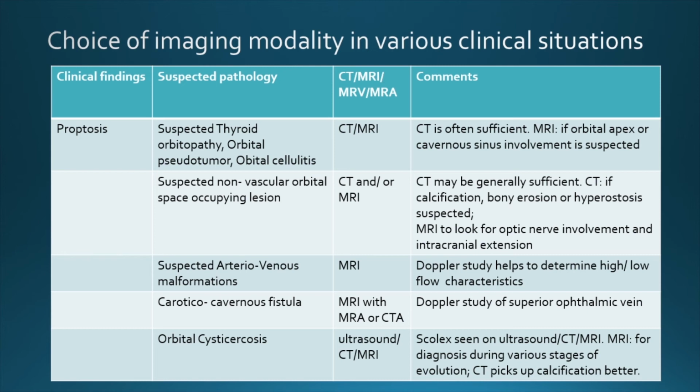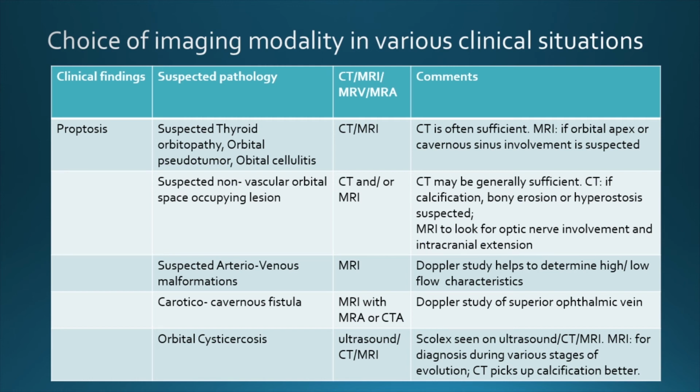So what will we choose for investigation in various clinical scenarios? If proptosis is there and we suspect thyroid ophthalmopathy, orbital pseudotumor, cellulitis, or any inflammatory disease, we can do a CT scan or MRI. CT is sufficient, but MRI is required to rule out orbital apex involvement or involvement of the cavernous sinus.